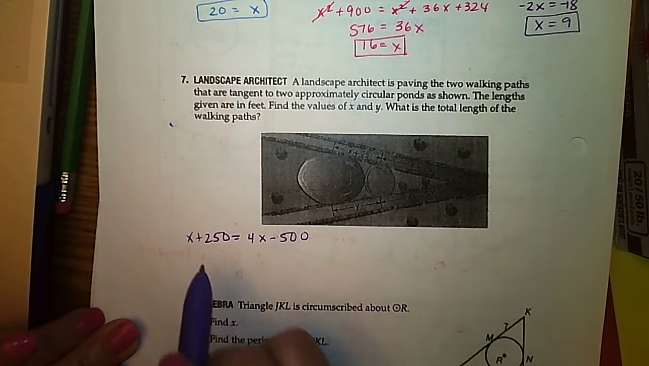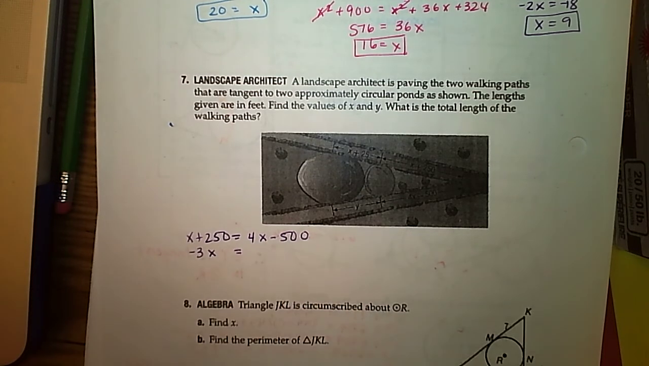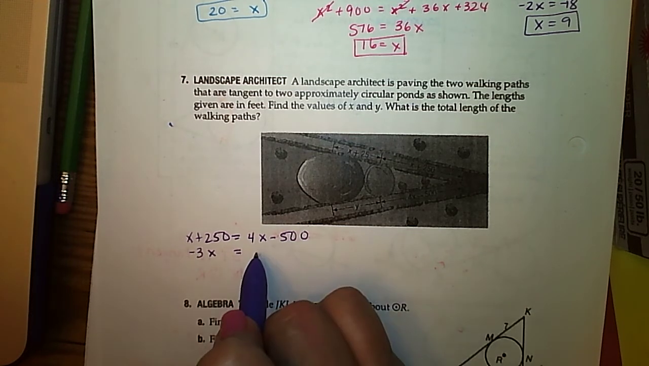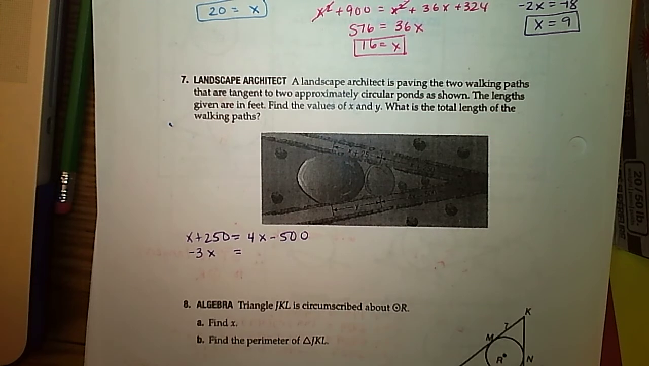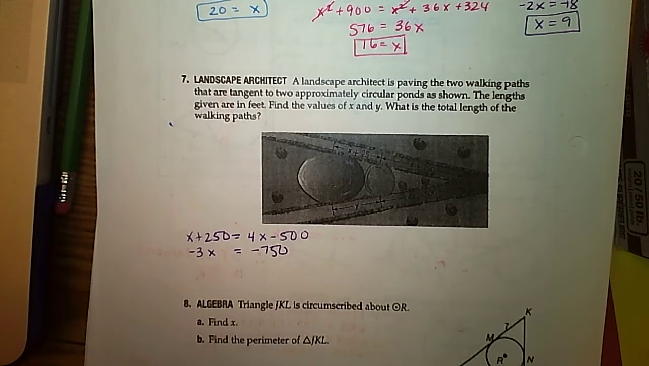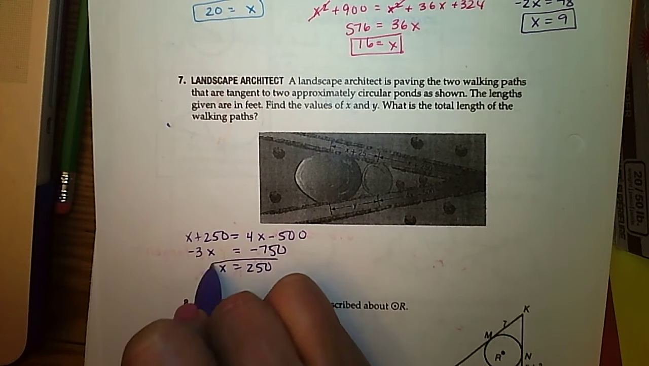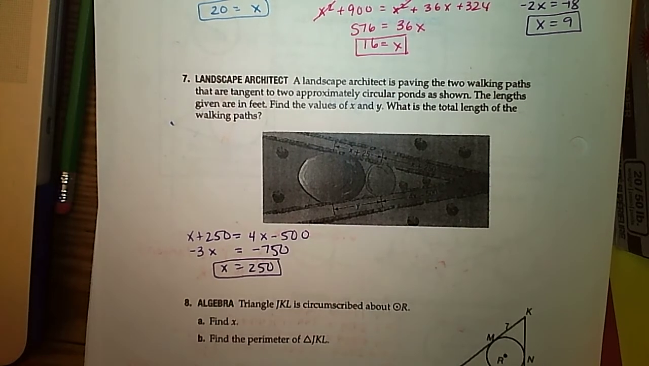Now let me solve this. I bring the 4x over, and I bring the 250 over by subtracting. Do not make that algebra mistake, please. Now I'm going to divide it by 3. So my x is 250.